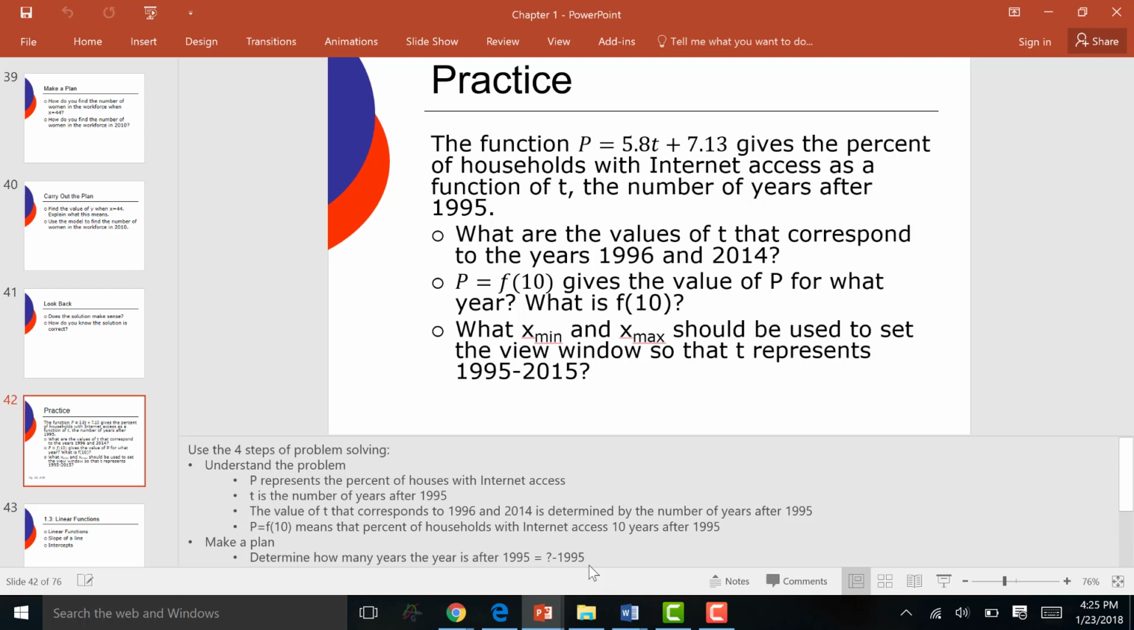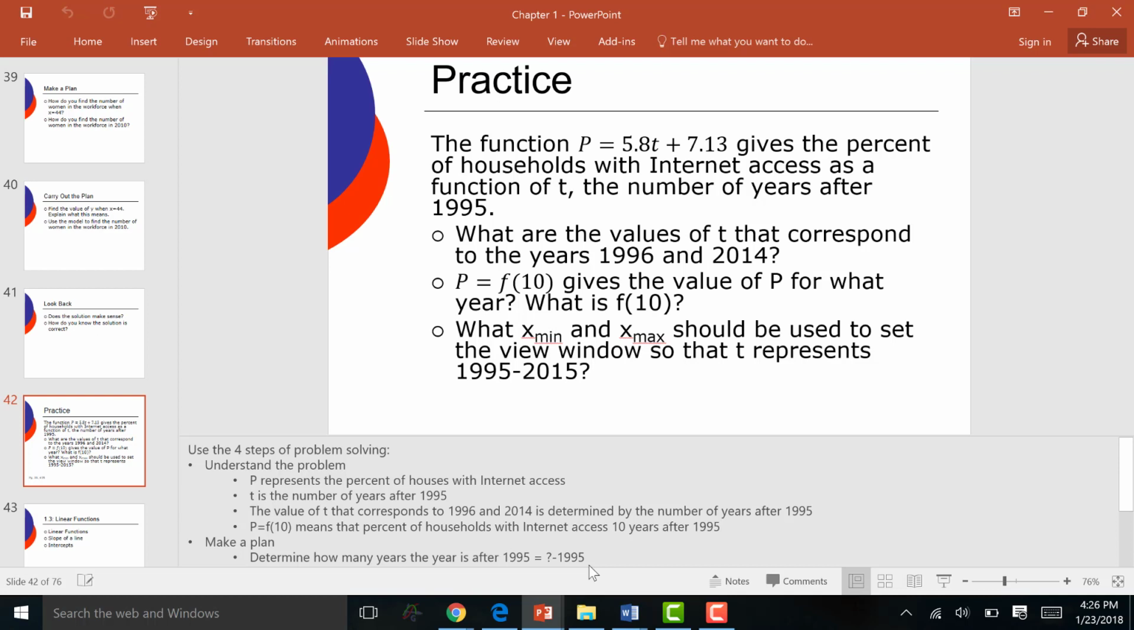All right, so tell me what you just figured out in English. The percent. Make it easy, don't make it hard. 10 years after 1995, the percentage of households that had internet access was 65.13%. Yeah. 10 years after, which was 2005. So in 2005, 65.13% had internet access. That's just what that says in plain English. Questions about it?